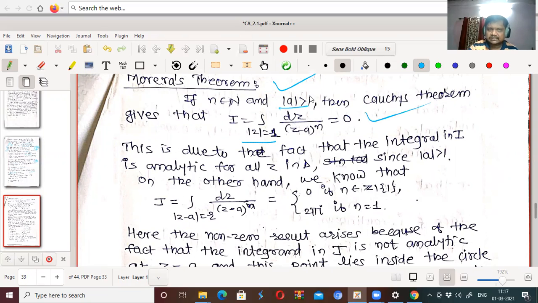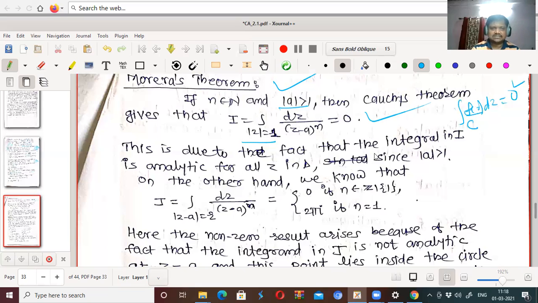Because a lies outside this circle, that means 1 upon z minus a is always analytic in mod z equal to 1. And if your function 1 upon z minus a to the power n is analytic, we know Cauchy's theorem: if f of z is analytic, then the integral over any curve C of f of z dz is always equal to 0. This result we know. If the function is analytic on and inside C, then the integral of f of z with respect to z on that curve C is always equal to 0.